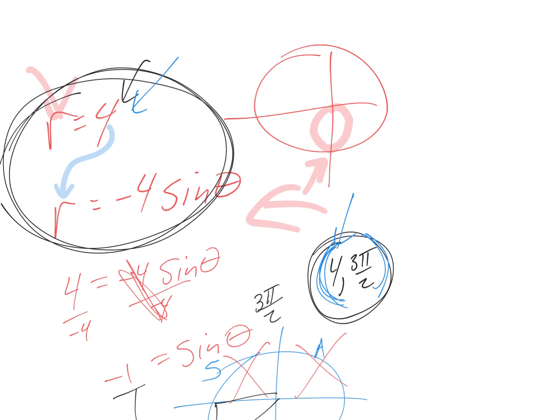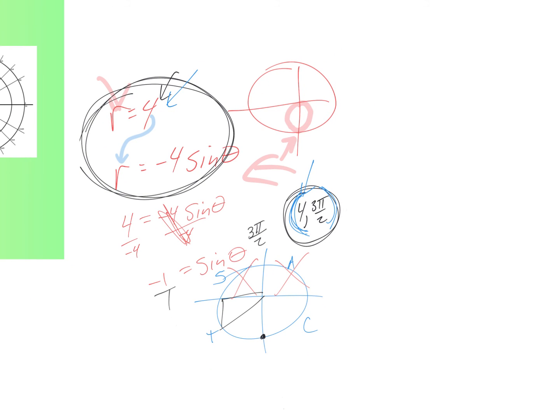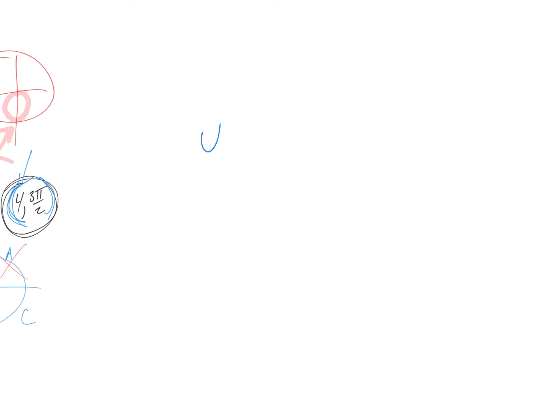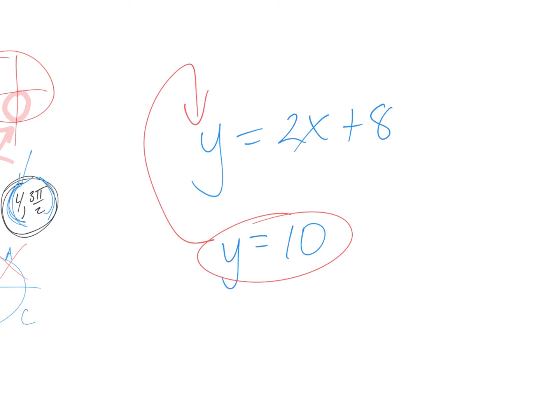Who feels like they could have got that one without me? Awesome. Okay. Then you are basically understanding intersections. You take the one equation, you stick it in the other one. I'm just going to show you this as a comparable thing. If I said y equals 2x plus 8, and then I said y equals 10, you could just stick this one in here and you could solve, you know what I mean? That's just called substitution. It's the same thing, it's just substitution in the polar world.